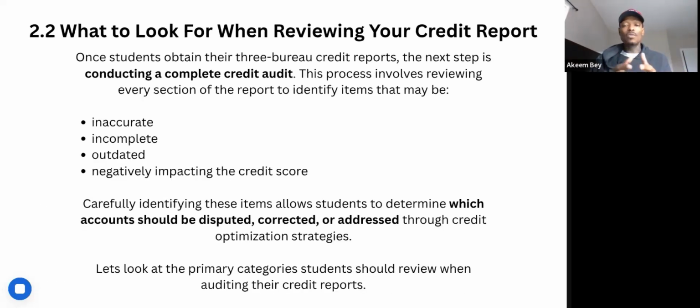So, what to look for when reviewing your credit report? Once you obtain the three credit reports, the next step is conducting a complete audit. This process involves reviewing every section of the report to identify items that might be inaccurate, incomplete, outdated, or just negatively affecting your credit score. You want to carefully identify these items in order to allow you to determine which account should be disputed, corrected, or addressed through credit optimization strategies. So let's look at the primary categories that you should review when auditing your actual credit report.